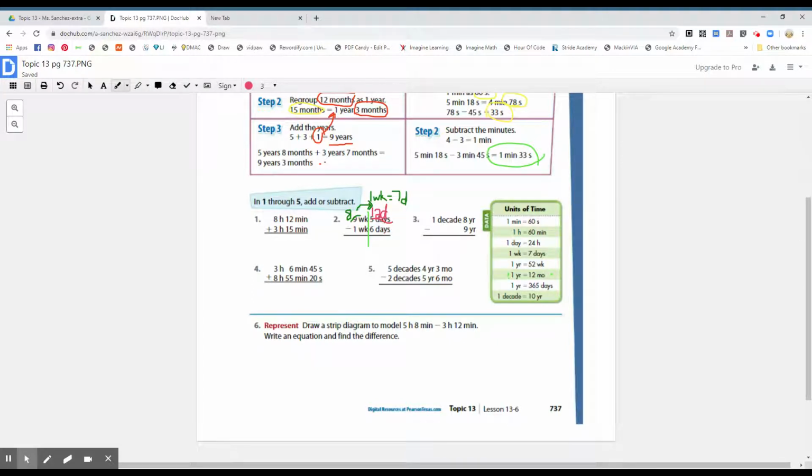Now, are we able to subtract, boys and girls? 12 take away 6? Yes, we can. And what is 12 take away 6, boys and girls, after regrouping? 12 take away 6 is 6 days. Okay. Remember, the 9 was no longer a 9 since we regrouped 1 week. It's an 8. And 8 take away 1 is 7 weeks. So your final answer, boys and girls, for number 2 is 7 weeks and 6 days.